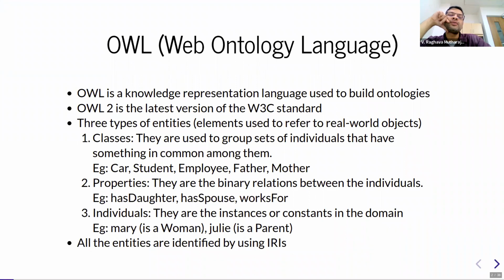So again, OWL is a knowledge representation language similar to description logics, except that it is used to build ontologies. And OWL 2 is the latest version. So earlier it was OWL 1, and that has been replaced with OWL 2. And OWL 2 is more importantly a W3C standard. W3C stands for World Wide Web Consortium. So are there any other standards that you are aware of that have come from W3C?